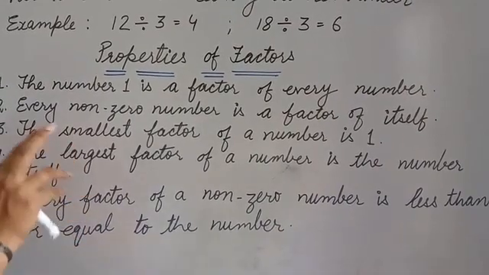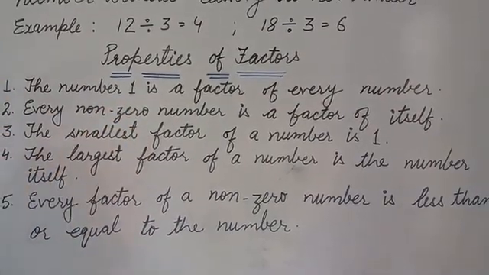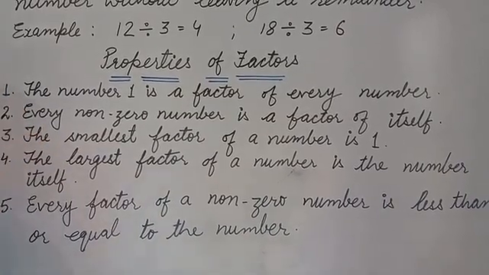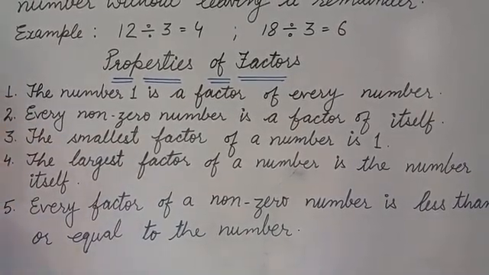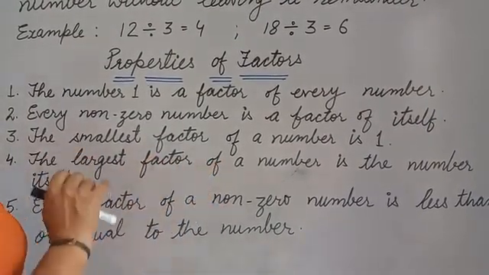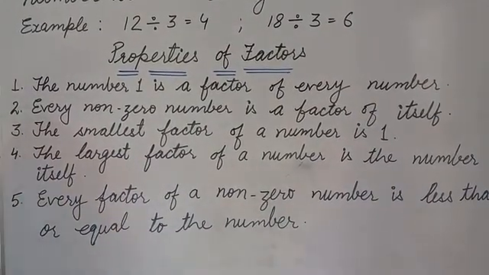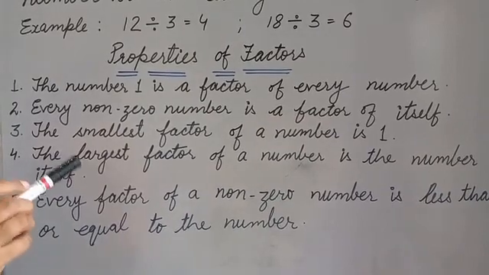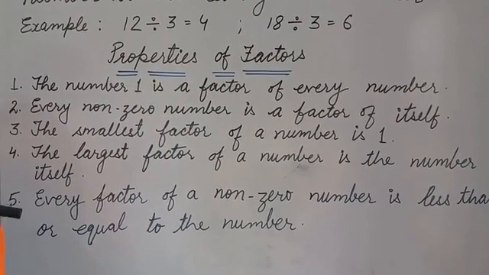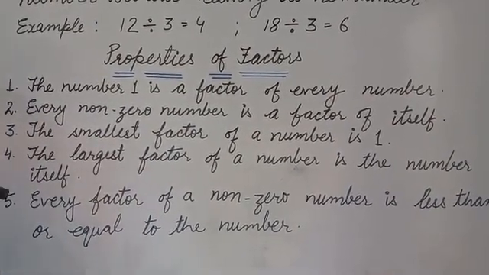Then third, the smallest factor of a number is 1. Smallest factor means the first factor is 1, and 1 is a factor of every number. Then the fourth property: the largest factor of a number is the number itself. What is the largest factor? The number itself. The factors lie between 1 and the number: the first factor is 1, the last factor is the number itself, and the rest of the factors lie between these two.